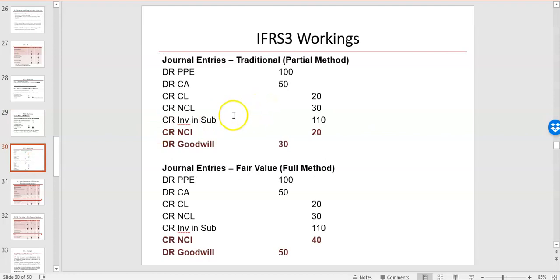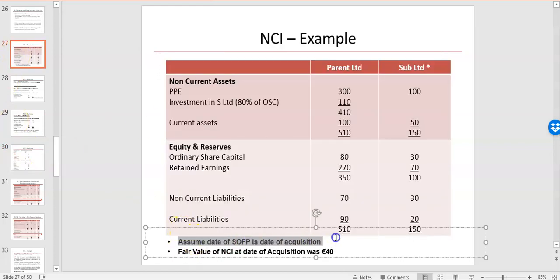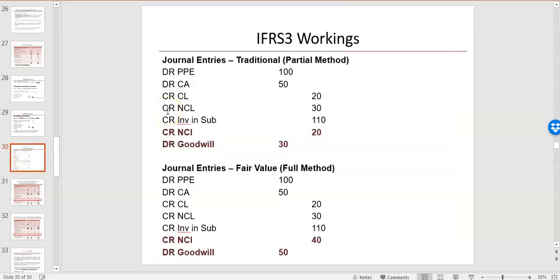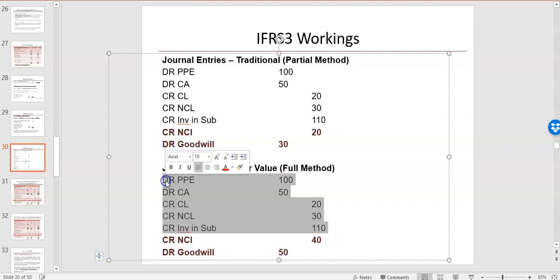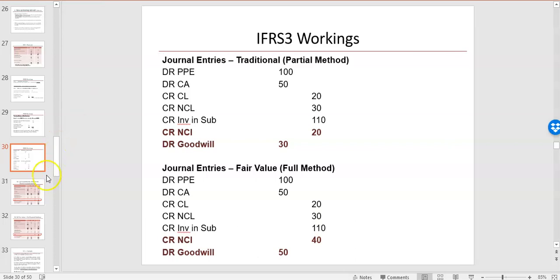Now bear in mind here, we can do the individual assets and liabilities because the date of acquisition is the same as the date of statement of financial position. In most other questions, you wouldn't be able to do this one. You'd be debiting share capital and retained earnings, but still the same overall entries. But the key difference I want you to focus on is these entries up here, these 5 lines don't change. Same entries in both. The only thing that changes between the two journal entries and subsequently between the two financial statements is the goodwill figure, which is 20 lower, and NCI is 20 lower in the partial method, and it's 20 higher, and the NCI is 20 higher in the full method.